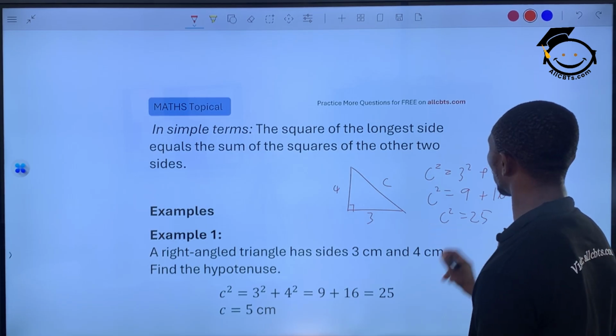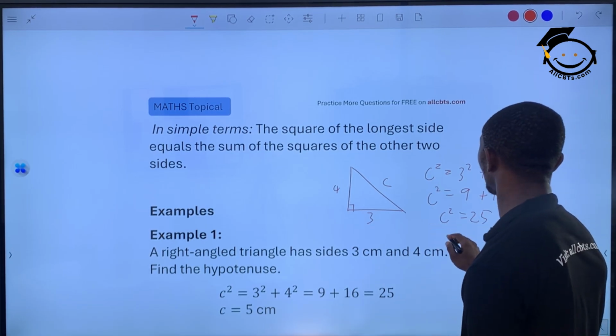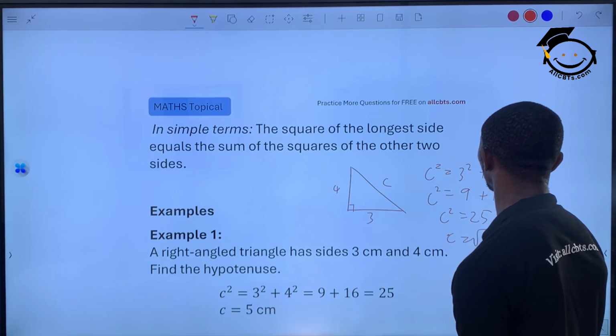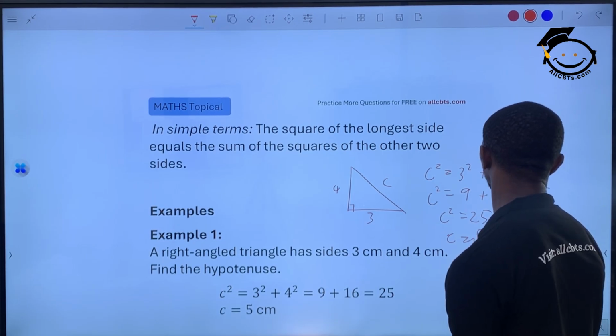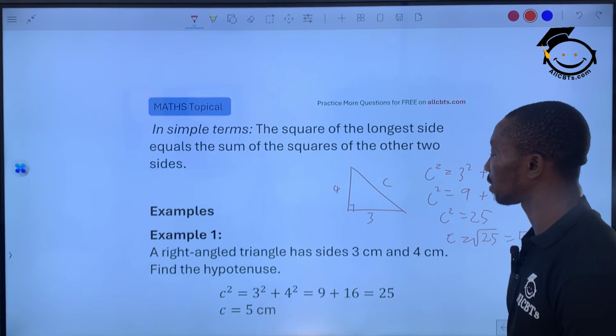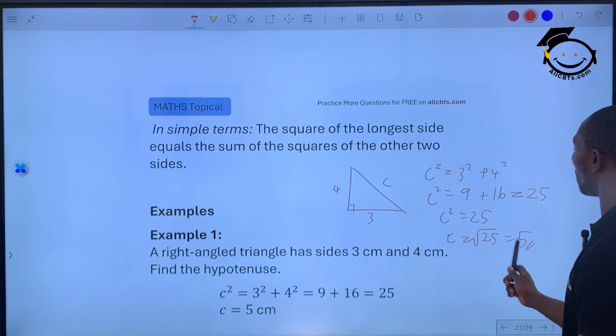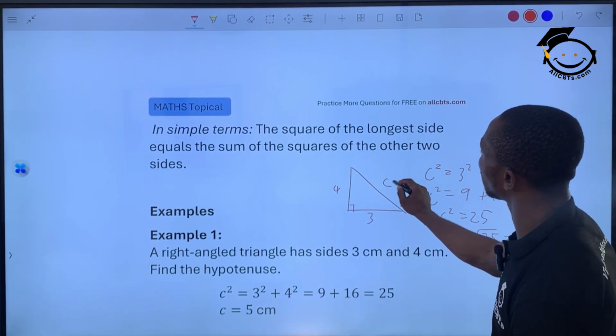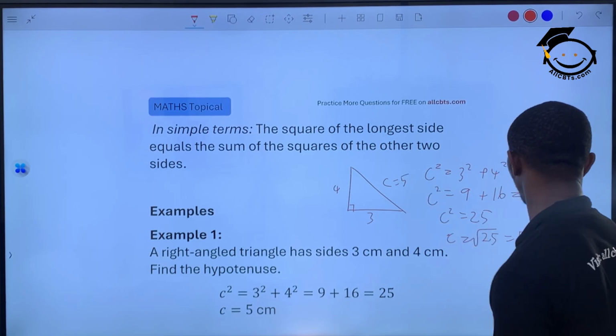Taking the square root of both sides, C equals root 25, which gives us 5. So our hypotenuse here would be 5.